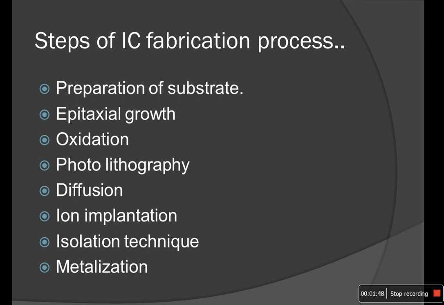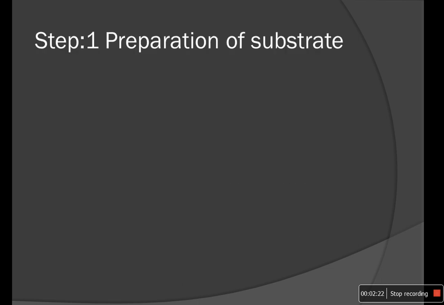The aluminium layer is also used in the IC fabrication process. Here the aluminium layer is necessary to supply all the interconnections between the components. So the silicon dioxide layer is used for protection against contamination and the aluminium layer is used for the interconnection between the components. First we will start with step number 1, that is preparation of substrate.